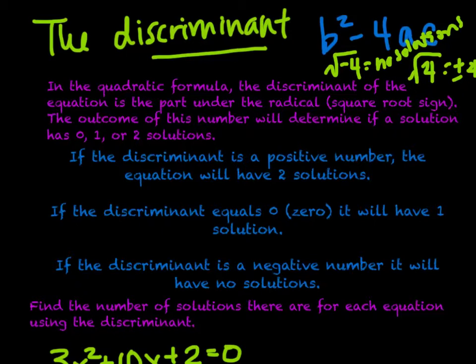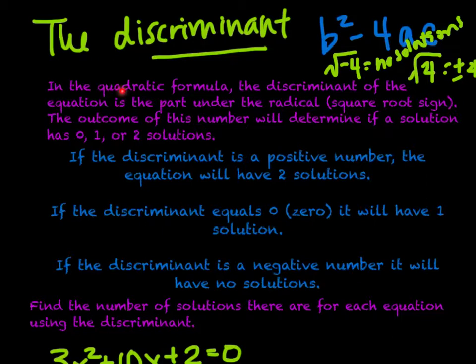So if the discriminant ends up being 0, we know that there's only going to be one solution, because plus or minus 0, the square root of 0 is 0, so you're not adding or subtracting anything. But if the discriminant is negative, there's not going to be any solutions, because we cannot take the square root of a negative number. As well, if the discriminant is positive, if it's above the number 0, then we're totally set and ready to go. We can find two whole solutions.